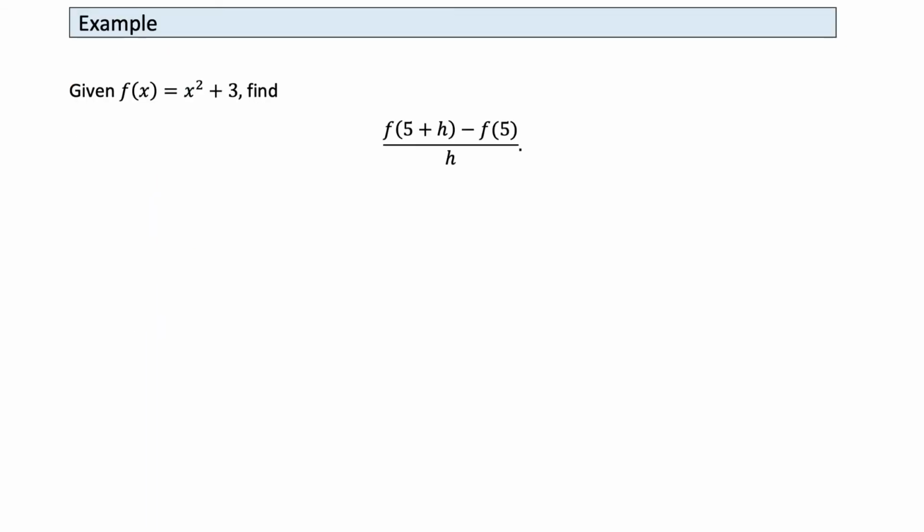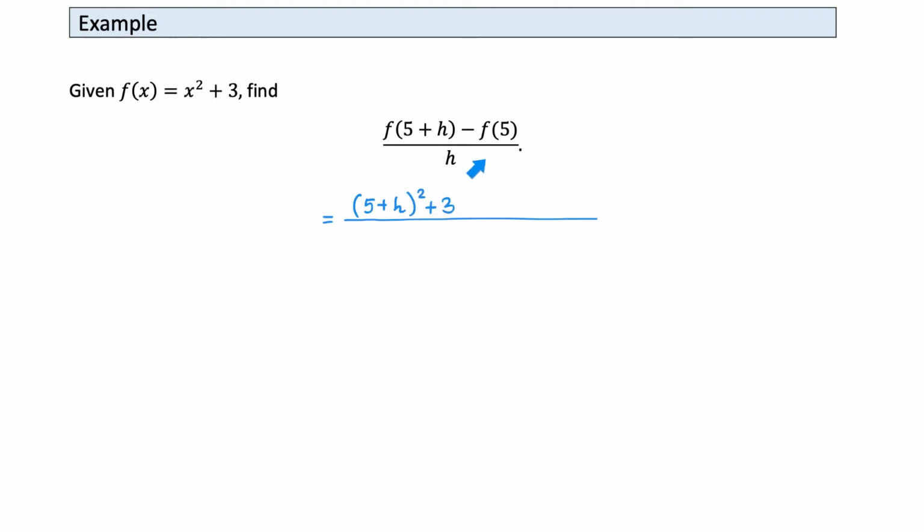Now let's see the following example. We are given f of x equals x to the power of 2 plus 3, and we have to find f of 5 plus h minus f of 5 over h. So the expression that we have to evaluate represents a fraction, and in the numerator, first we will work on evaluating f of 5 plus h. That is, in the function we are given, we are going to replace this x with 5 plus h. So we will have 5 plus h squared plus 3. That is what we will write. 5 plus h squared plus 3.